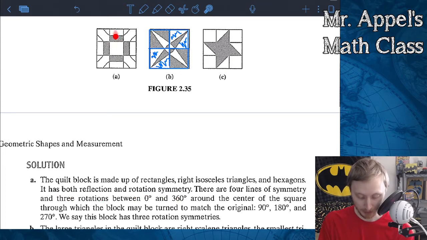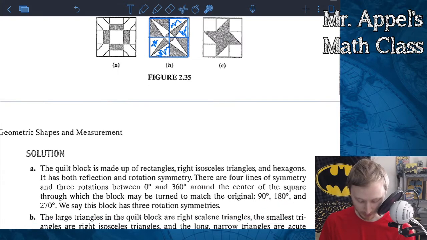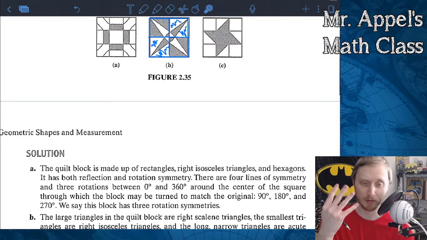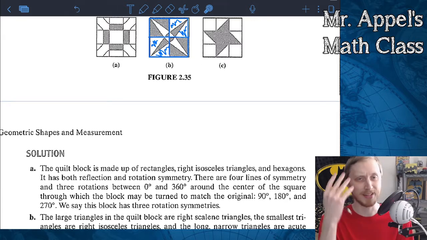I could definitely fold this in half, probably this way, this way, this way, this way. Lots of symmetry. And I could spin it around 90 degrees. Yeah, 4 lines of symmetry: 1, 2, 3, 4, just like a regular square. And 3 rotations between 0 and 360 around the center of the square, through which the block may be turned to match the original: 90, 180, and 270. We say this block has 3 rotation symmetries. Okay? The 4th rotation gets it right back to where it started, so that doesn't count.